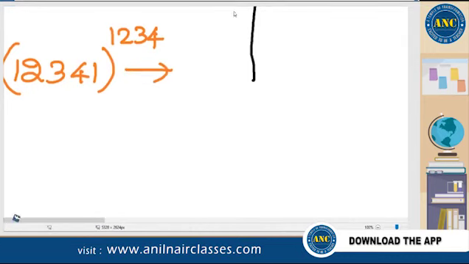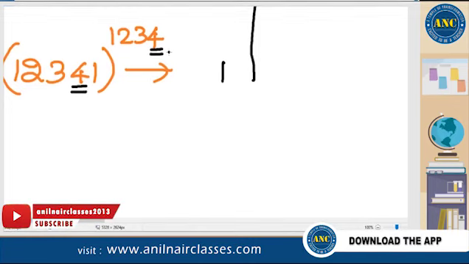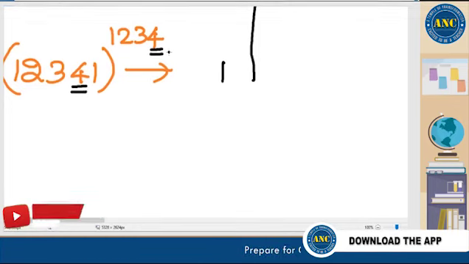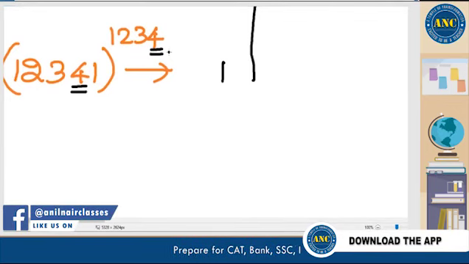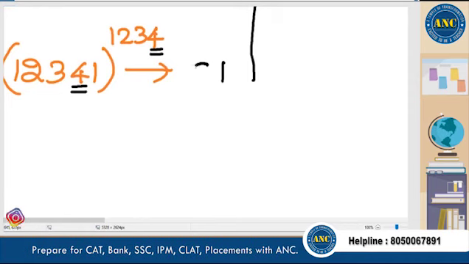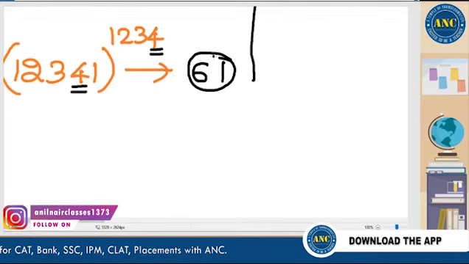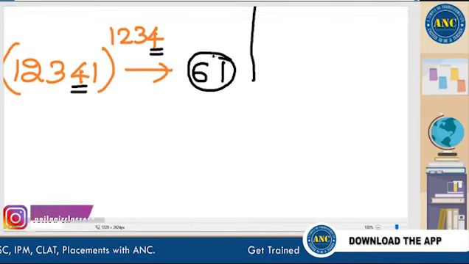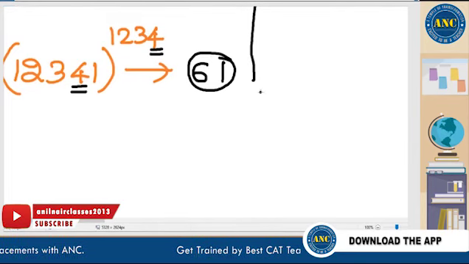Tens place, first of all, 1 power any number is 1. Tens place in the base is 4. Units place in the power is also 4. Multiply them. What is 4 into 4? 4 into 4 is 16. In 16, what is the unit digit? 6. That 6 should come as the tens place in the answer. Last two digits of this number is how much? 61. Right? Last two digits of this number is 61.